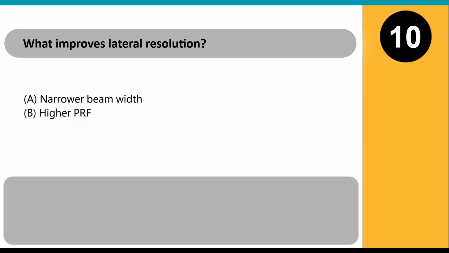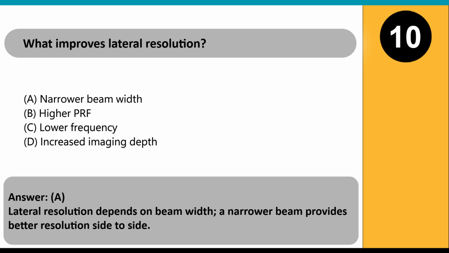What improves lateral resolution? A. Narrower beam width. B. Higher PRF. C. Lower frequency. D. Increased imaging depth. Answer A. Lateral resolution depends on beam width. A narrower beam provides better resolution side to side.